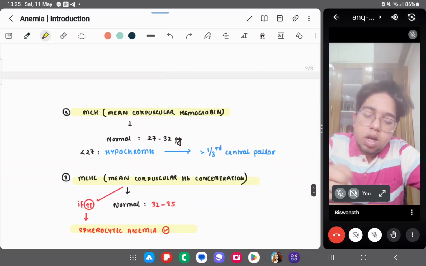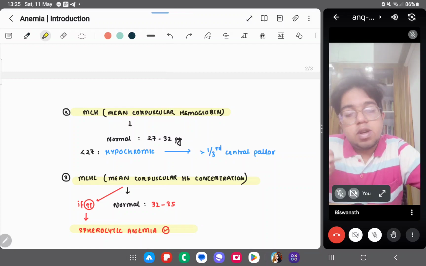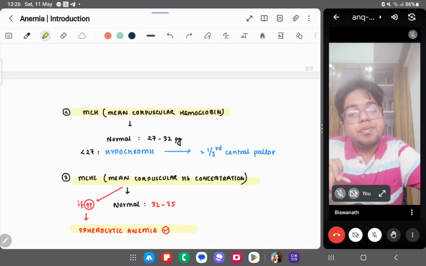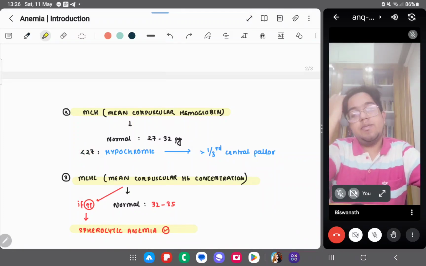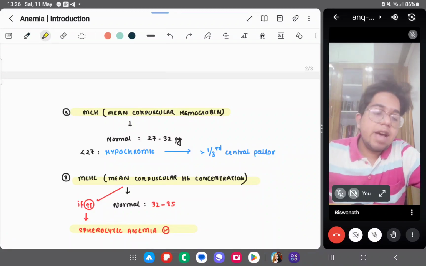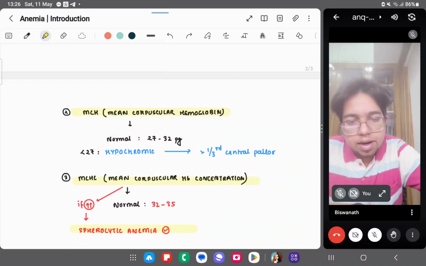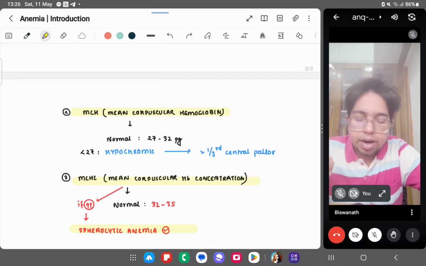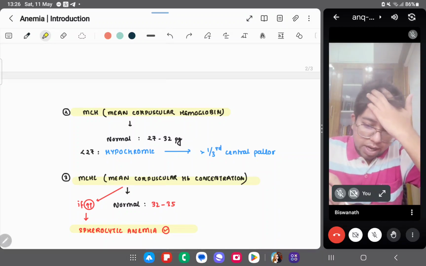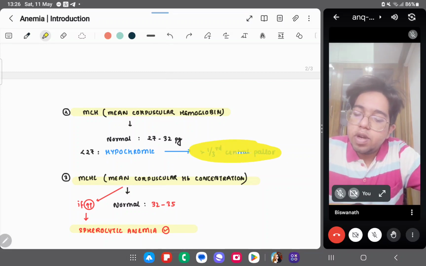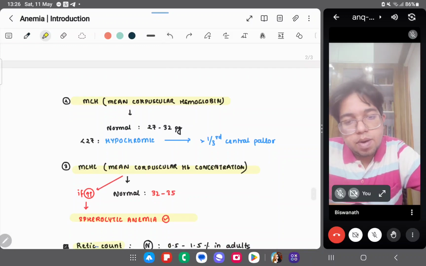Okay. MCH, mean corpuscular hemoglobin, is the hemoglobin present in a single RBC. Normal is 27 to 32 picogram. Less than 27 is hypochromic anemia, that is less hemoglobin. Can we have a hyperchromic anemia? No, because our hemoglobin count can't increase in a cell. It can be decreased or normal, right? How can it increase? So hypochromic anemia means central pallor is more than one third. One third is normal. More than one third indicates hypochromic anemia.